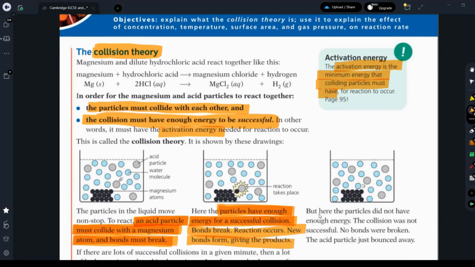But here is the thing. If the particles do not have enough energy, then the collision was not successful. So no bonds were broken and the acid particles just bounce away. Is that clear? Any doubts, any questions?